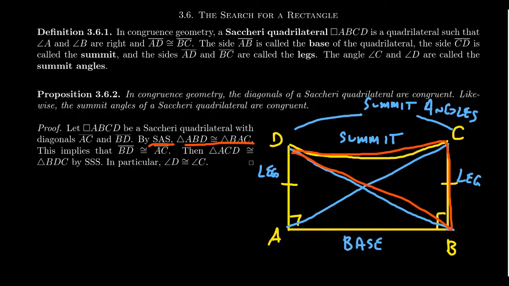And so just like we did before, we knew that the diagonals were congruent because corresponding parts of congruent triangles are congruent. We can do the same thing now with these triangles here. The summit angles are corresponding angles in this triangle congruence, and so therefore angle D and angle C are congruent to each other. Pretty nice, right? So there's a lot of symmetry going on with regard to this Saccheri quadrilateral.